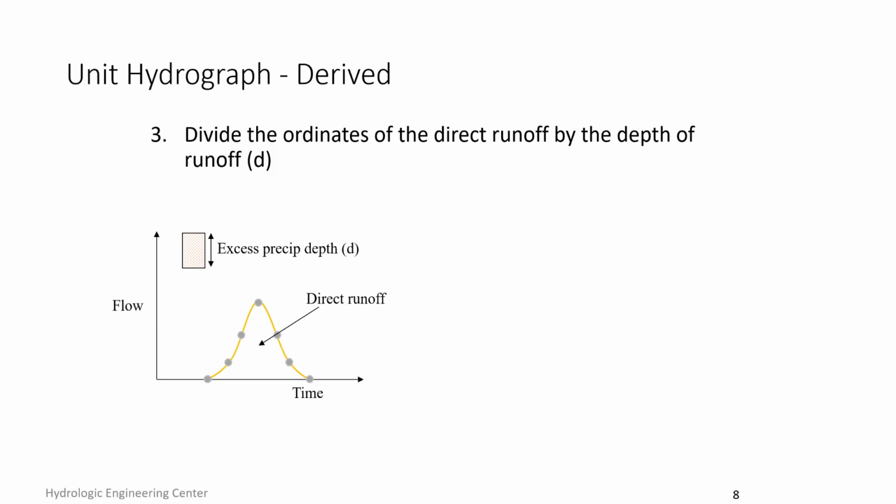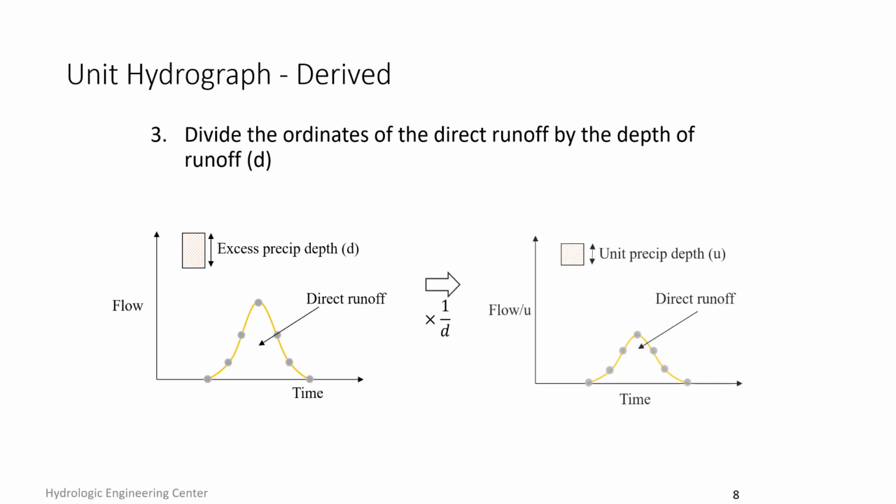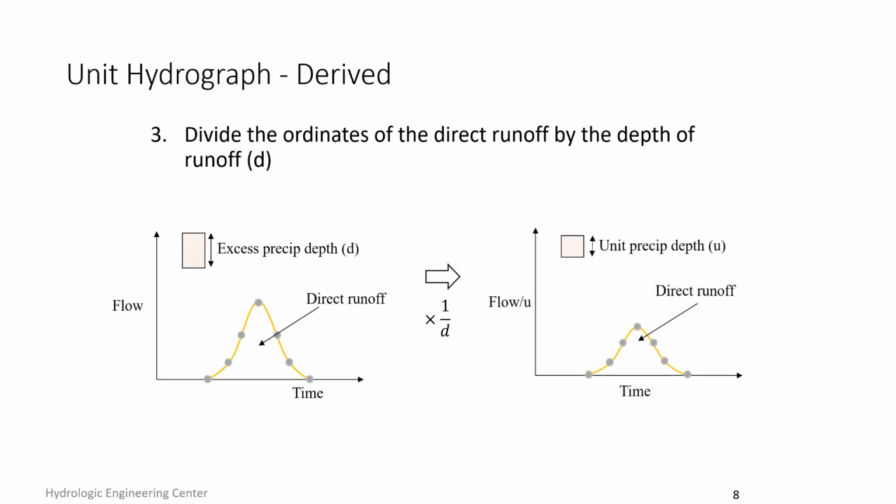We scale our direct runoff hydrograph by dividing the ordinates of the direct runoff by the depth of the runoff that we computed in step 2. We divide by the depth because we're interested in getting the unit depth of 1 inch or 1 millimeter. Once you divide each ordinate by the depth, you will obtain your unit hydrograph. So in practice, this procedure would be conducted for a number of storms, and the ordinates averaged to determine the final unit hydrograph for the basin.